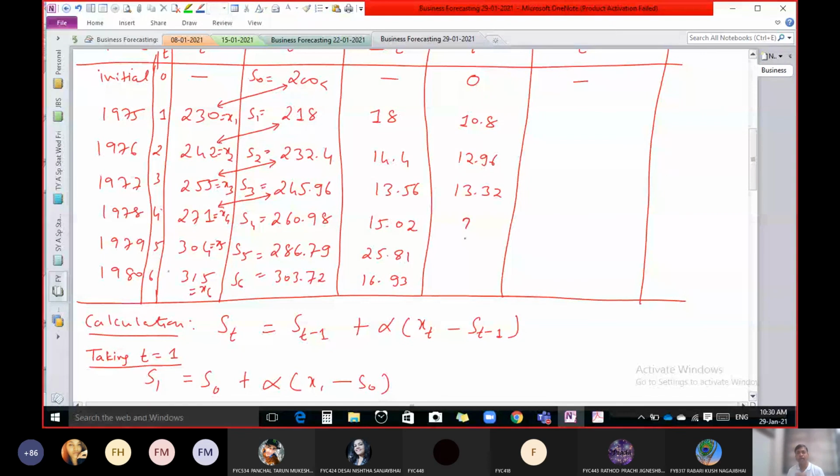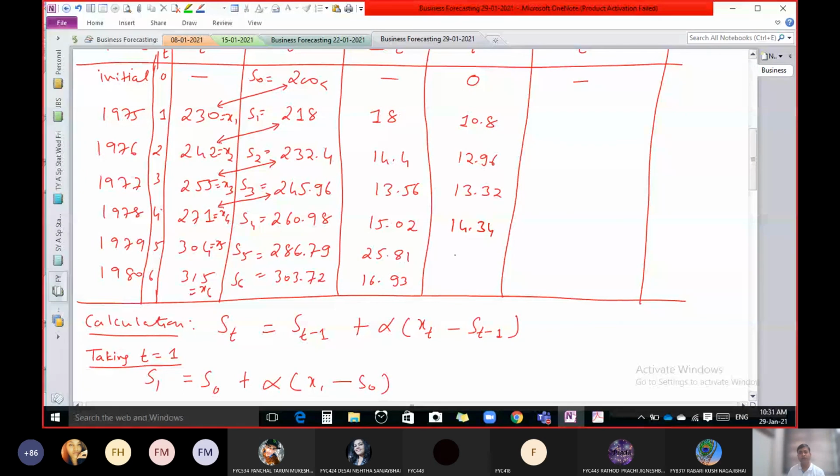Now tell me how to calculate this directly. What do we have to do? What is 14.34? Now please explain how to calculate this. 15.02 into 0.6 and 13.32 into 0.4 and add them. So 14.34.